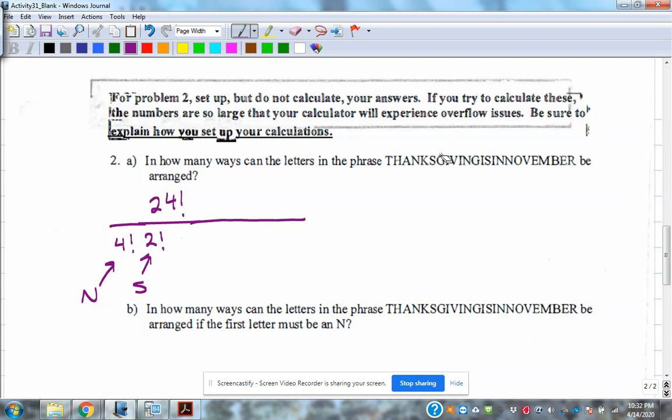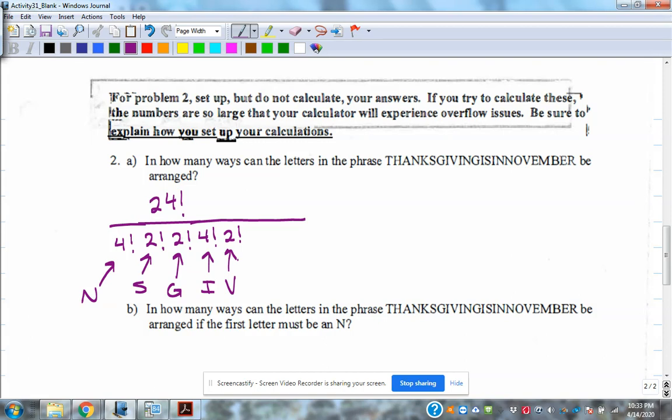And then we go to the G. G is repeated 1, 2 times. So there's another 2 factorial. That one is because of the G being repeated. Okay. The next letter is an I. I is repeated 1, 2, 3, 4 times. So there's another 4 factorial in there for the I's. And then the V's. 1, 2 V's. So that's 2 factorial for the V's.